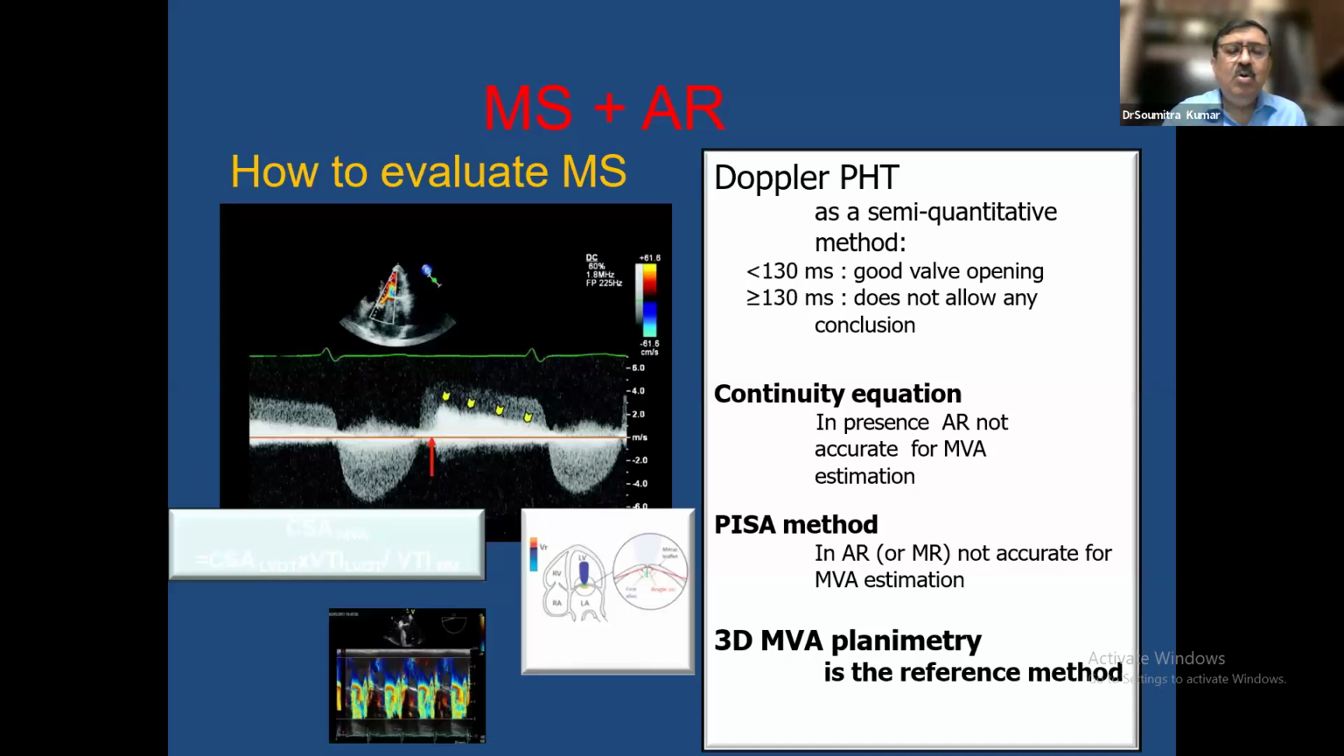So coming to echo, we should remember that the Doppler pressure half-time method of estimation of valve area is not validated in the presence of AR. Less than 130 ms PHT, we can exclude MS, but anything beyond 130, we cannot come to a conclusion. Continuity equation: we cannot use the aortic flow and mitral flow to calculate the valve area for mitral. If we want to do continuity, we have to look at the RVOT. PISA method is good for estimation of MVA in MR, in the presence of AR.